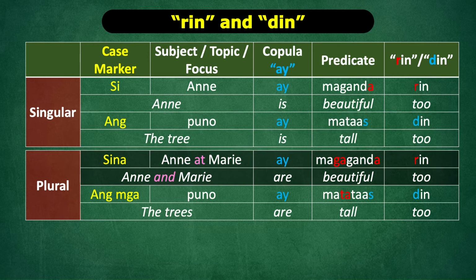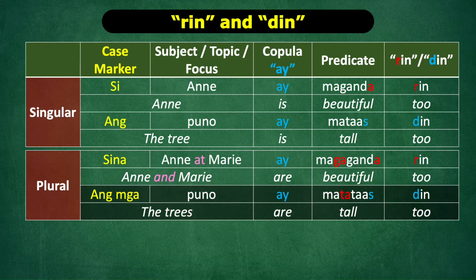Anne and Marie are beautiful too. Ang mga puno ay matataas din. The trees are tall too. As you can see, it is identical to the sentence patterns I discussed in my last video, except for one thing. Rin and din appear at the last part of the sentence. That's not too hard to remember, right?